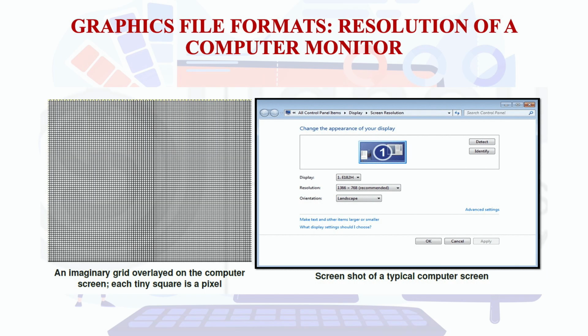In the picture, you can see a comparison. On the left hand side is an imaginary grid overlaid on the computer screen. Each tiny square is a pixel. On the right hand side is a small screenshot of a typical computer screen. This way you can understand the resolution of a computer monitor. If the number of pixels is increased, the size of each pixel is reduced, so that the image becomes sharper and more detailed.